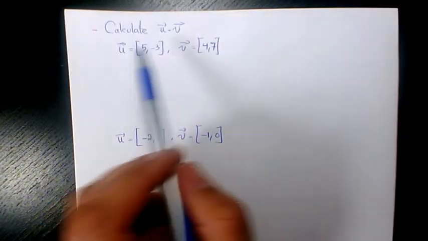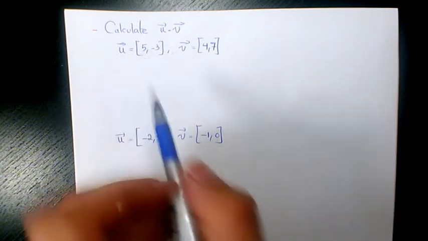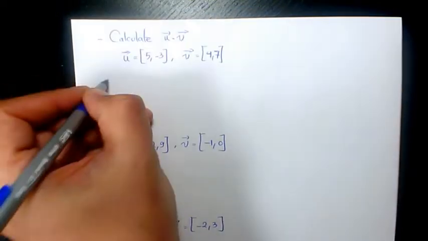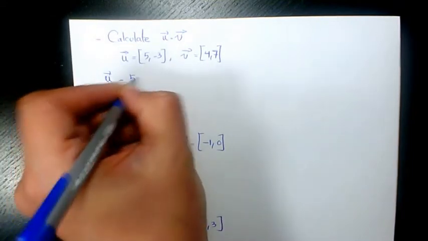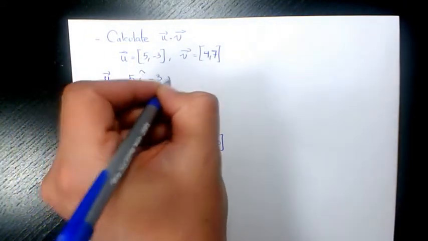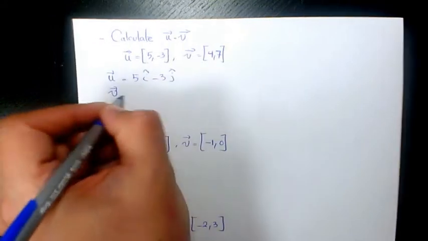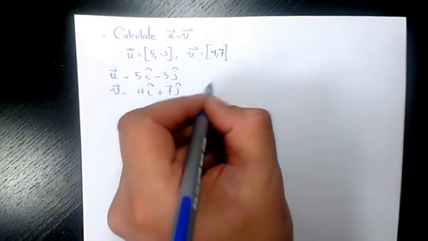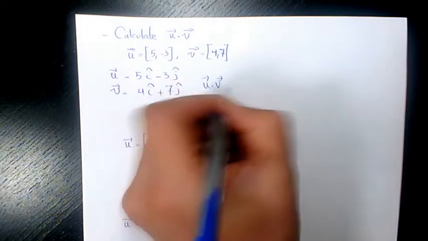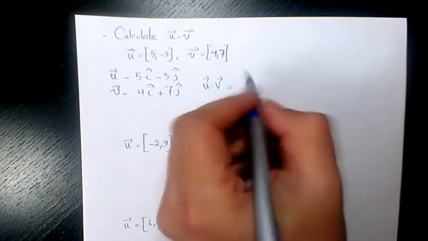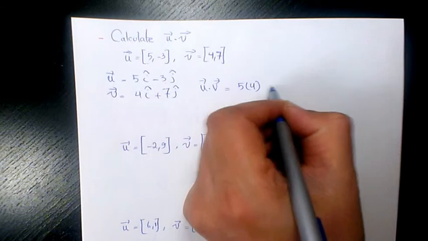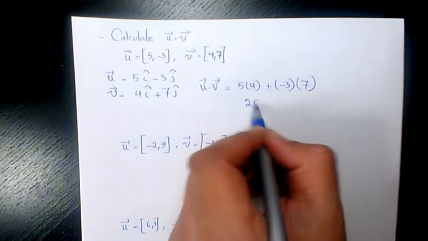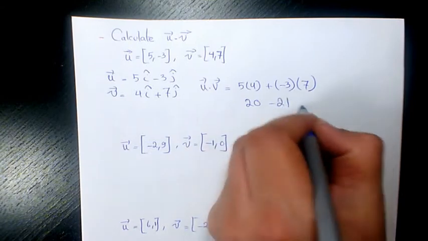Next one, we have u dot v. U is 5 and negative 3, and v is 4 and 7, which means that u is 5i minus 3j, and v is 4i plus 7j. So when we do u dot v, that's going to be 5 times 4 plus negative 3 times 7. So it's going to be 20 minus 21. That's going to be negative 1.